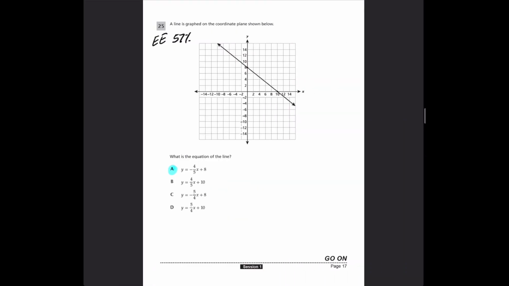Let's look at number 25, and we're looking for an equation of the line. So again, I want a line that matches y equals mx plus b form. So I'm going to look for two clues on my graph: my slope and my intercept, or my b. Okay, the slope is really easy to find. It's right here, 0.8. So we already have the b, which is 8. Now we just gotta look at my slope.